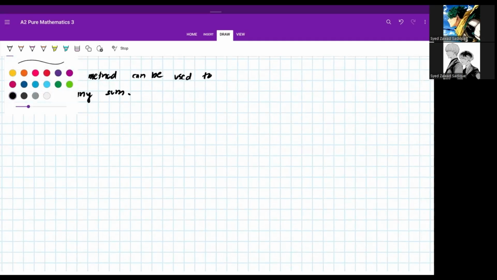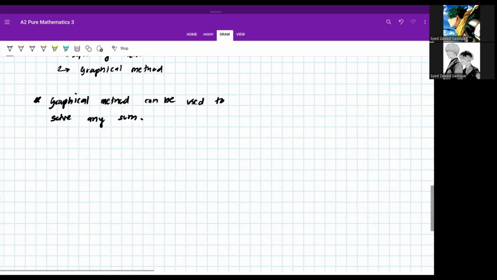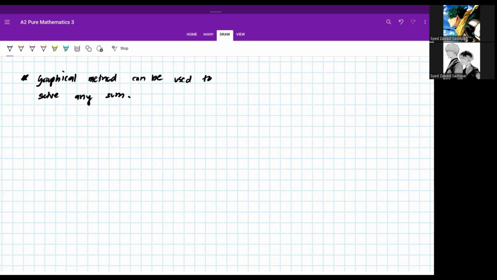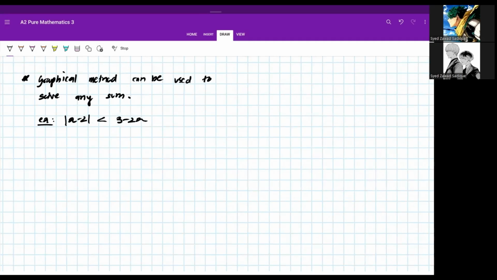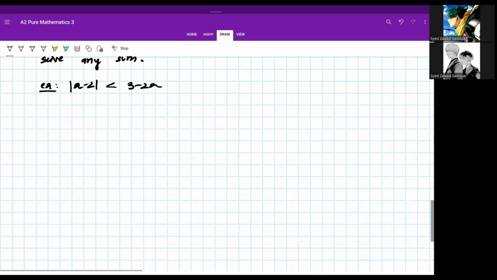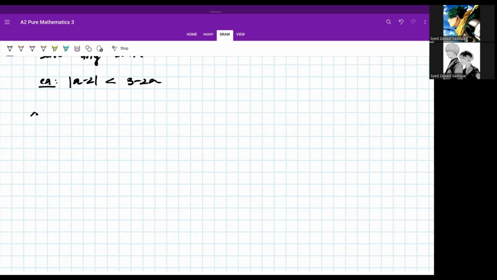The second technique, you mainly use it in sums like, for example, modulus of x minus 2 less than modulus of 3 minus 2x. This is the type of sum where you use your graphical method and squaring method.